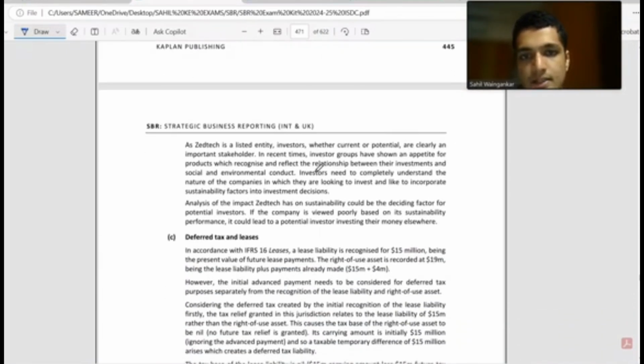As Zedtech is a listed company, investors, whether current or potential, are clearly an important stakeholder. In recent times, investor groups have shown an appetite for products which recognize and reflect the relationship between their investments and social and environmental conduct.